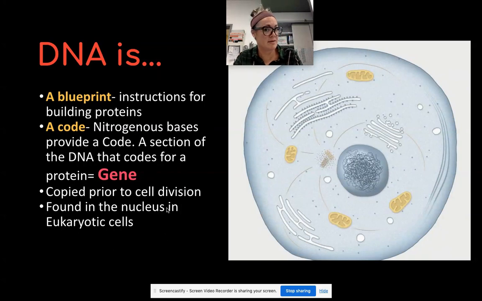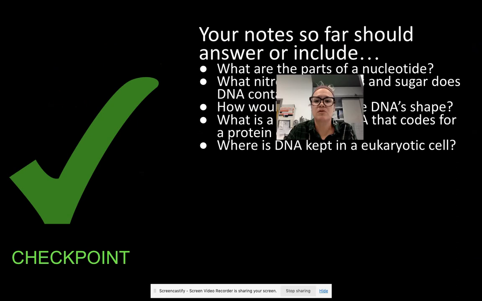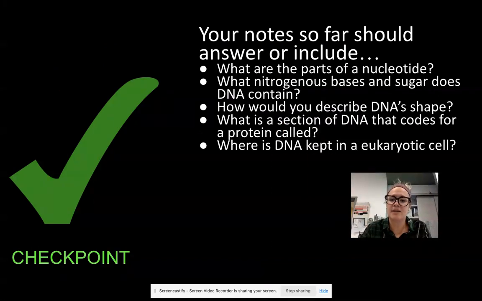And not prokaryotic cells. Remember that we talked about different types of cells, eukaryotic and prokaryotic. Prokaryotic cells don't have a nucleus, like bacteria. So far, when you check your notes, you should be able to answer, or your notes should include, what are the parts of a nucleotide, what nitrogenous bases, and what sugar does DNA contain?